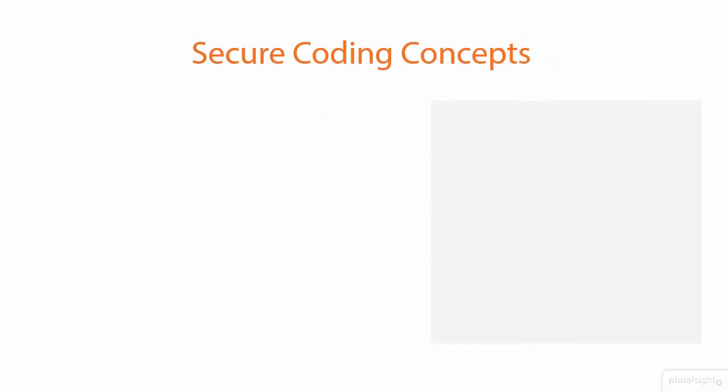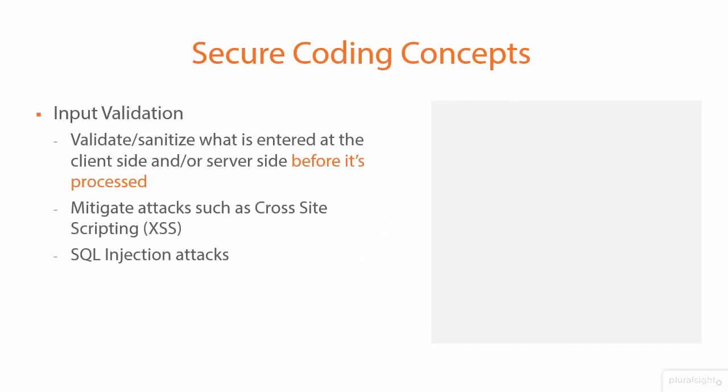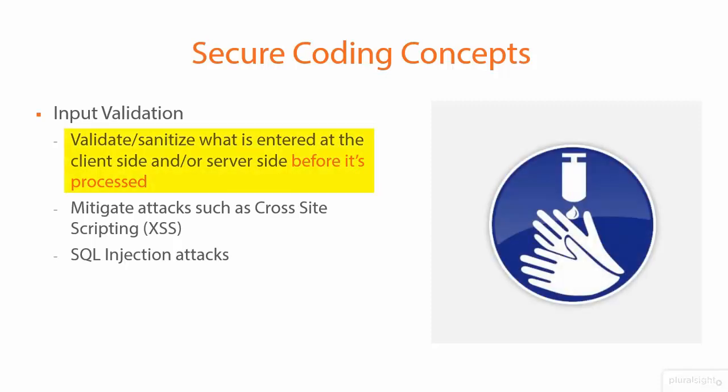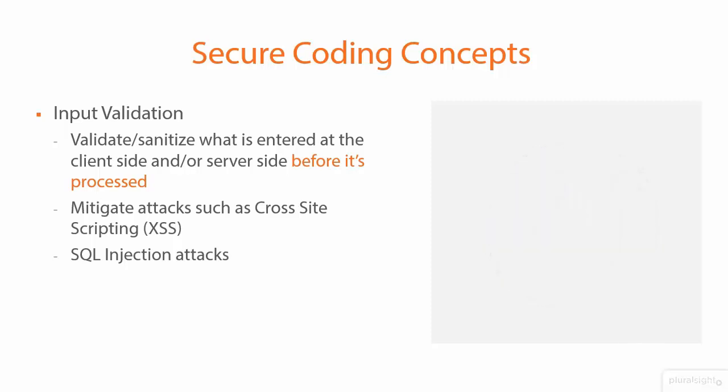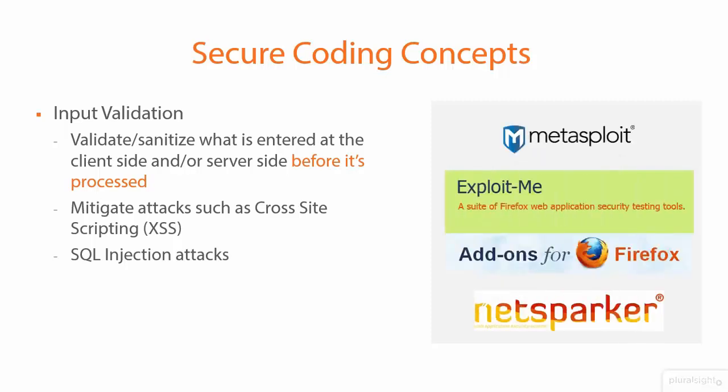That leads me to the mitigation that I alluded to a moment ago, and that is secure coding. We want to do input validation. We want to make sure that we validate and sanitize. When I say sanitize, I mean we're stripping out characters that aren't supposed to be there. We're pulling out all the garbage, basically. We're sanitizing what's entered at the client side or the server side, depending upon which type of validation we do. In either case, we're going to validate and sanitize that information before it's processed by the server. That would mitigate attacks such as cross-site scripting and SQL injection attacks. And here are just a few examples of some tools that we can use for input validation and to make sure that our applications are behaving the way that they should.